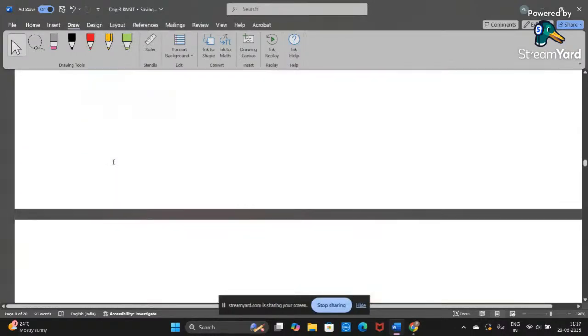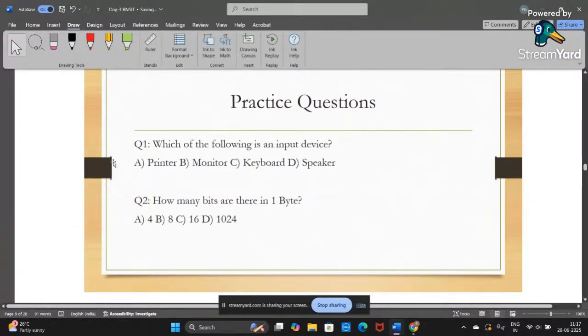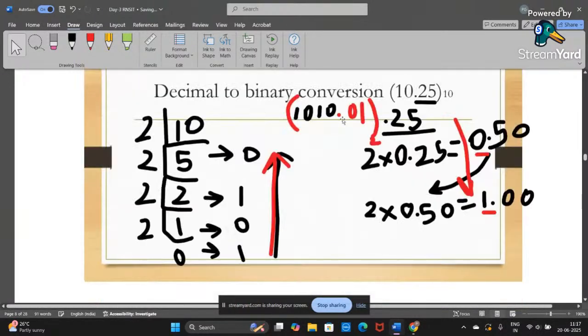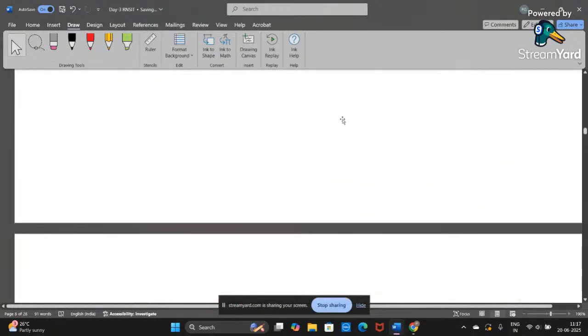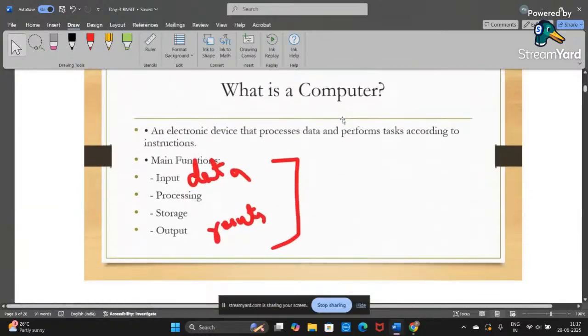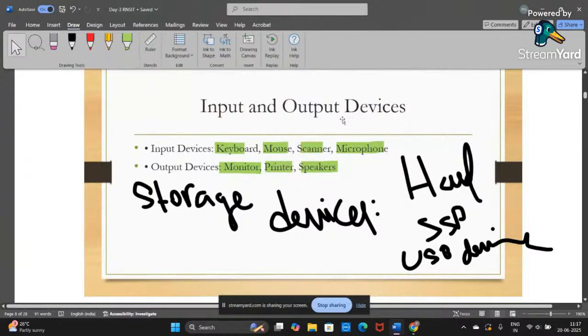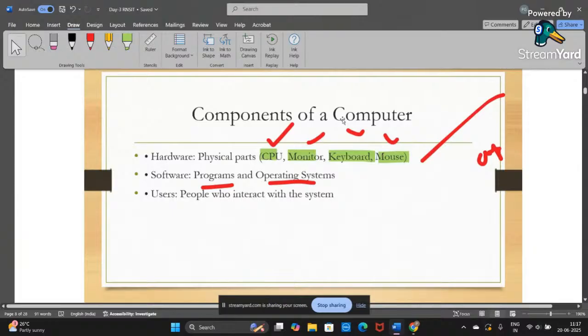We'll see the questions. Which of the following is an input device? So, which are the input devices in this? Let us move to the first slide, and along with that, we can just recall everything we have seen. See here, what are input devices? Keyboard, mouse, scanner, and microphone. And output devices are monitor, printer, and speaker. Your hardware, physical parts are CPU, monitor, keyboard, and mouse, and software is program, and operating systems are the software products.